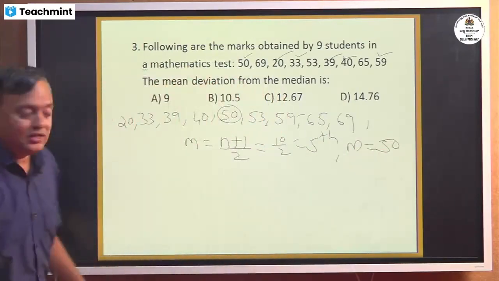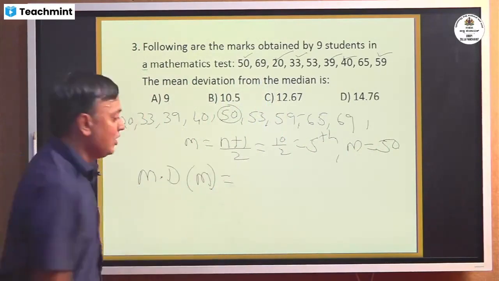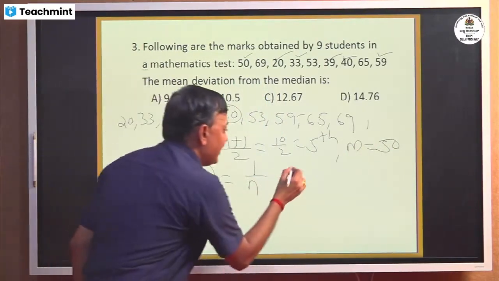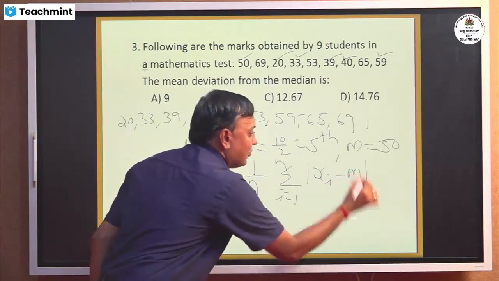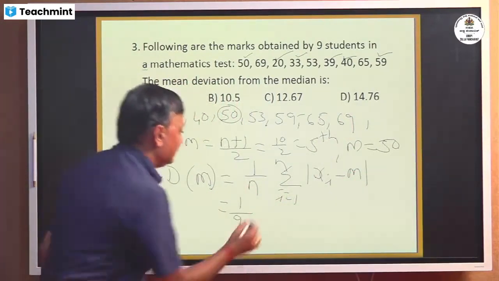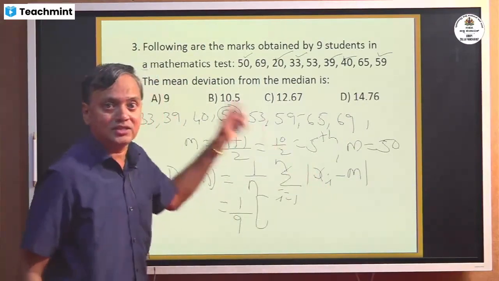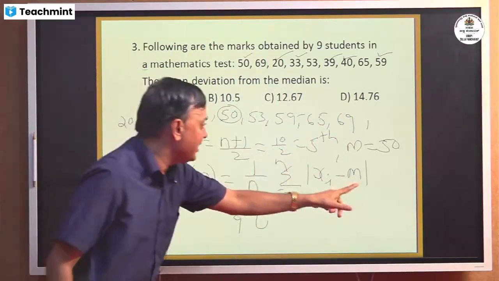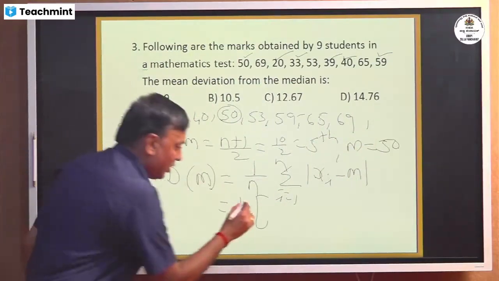After getting the median, the formula for mean deviation is the same, 1 by n. In the previous question we used the mean, here we have to use the median. 1 by n sigma, i varies from 1 to n, modulus of xi minus m, where m is the median. So here 1 by n, 1 by 9, and you have to take the modulus of the deviations. Xi means x1, x2, etc., the data, which we have already written in ascending order, and m is the median. So 20 minus 50, and take its modulus.